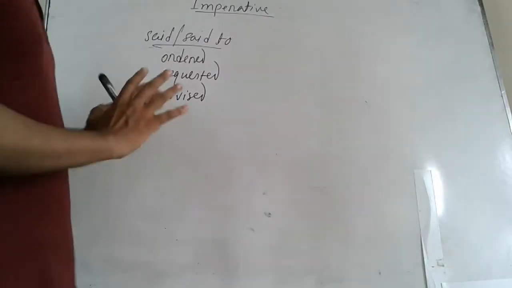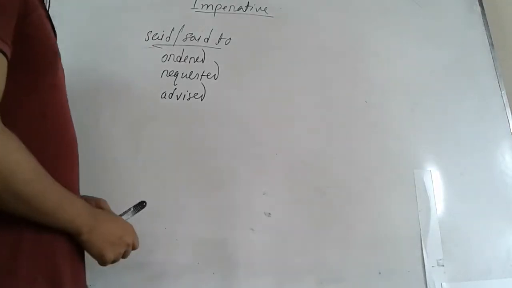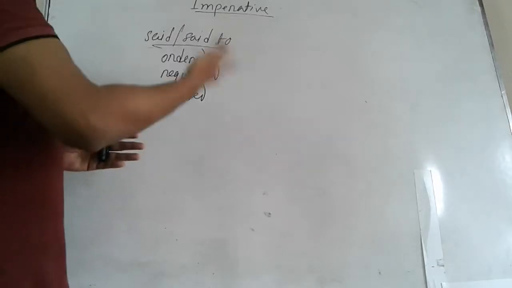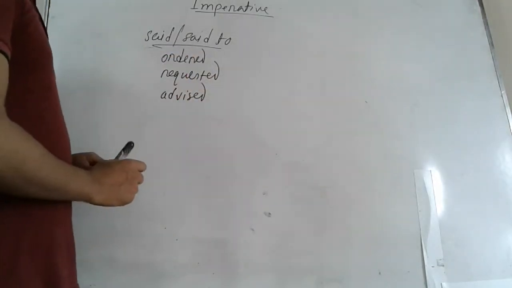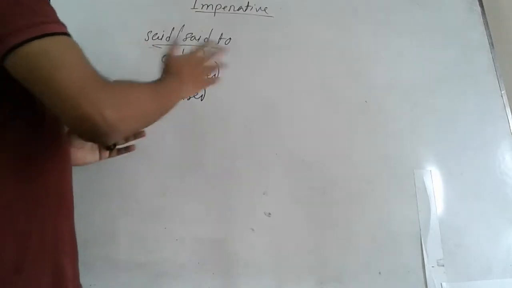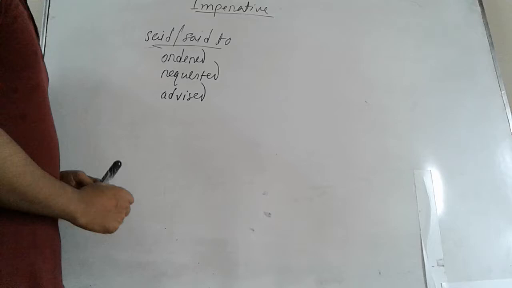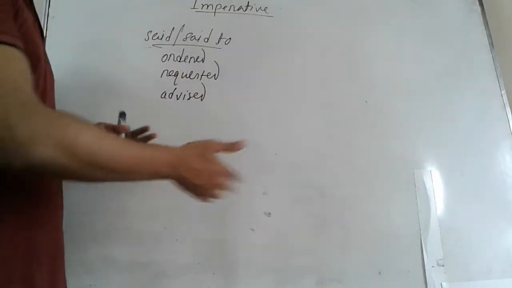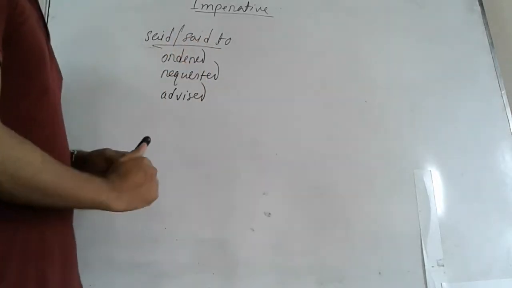So if you are asked to do anything immediately, then if the speaker is superior to the listener, we should use ordered. And if the speaker is inferior to the listener, then we should use requested. But if we are asked to do anything forever, for a long period of time, then we should use advised in the place of said or said to.